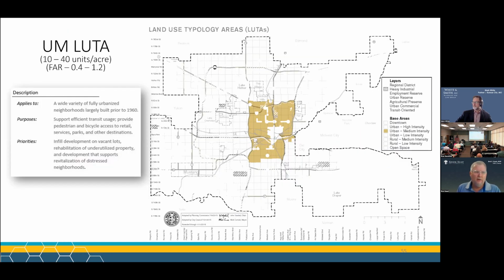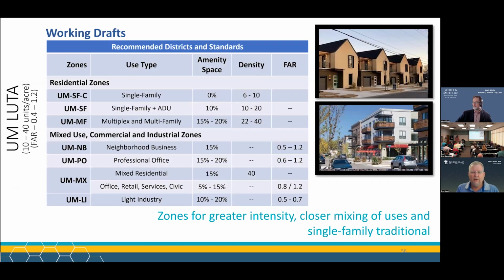Moving into the urban medium, we're coming closer into around the city center and around the downtown area shown on the map. These densities range up to 40 units per acre. So you start having multifamily or mixed use types of buildings.